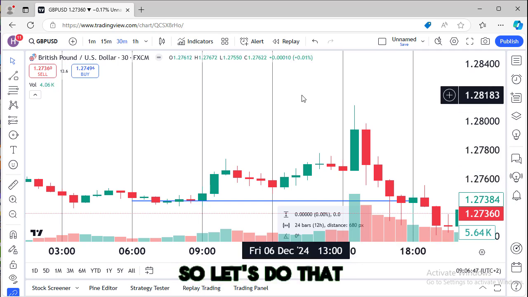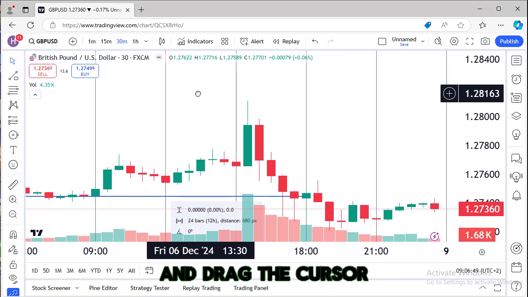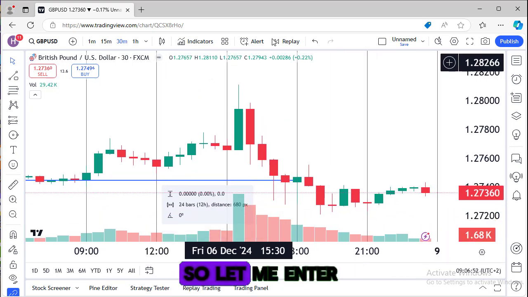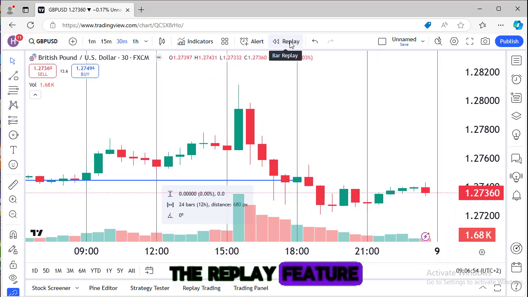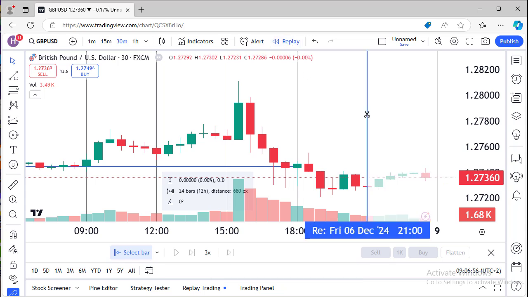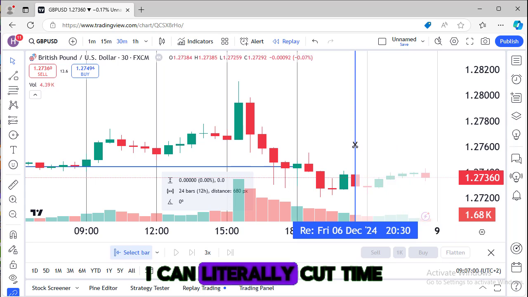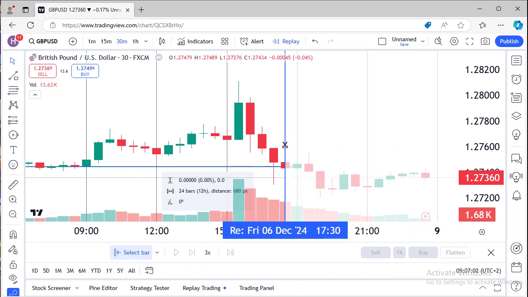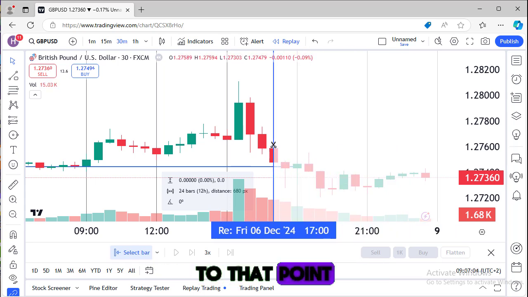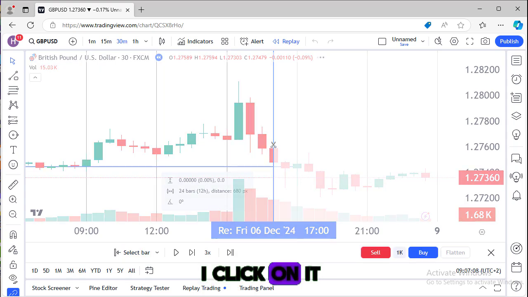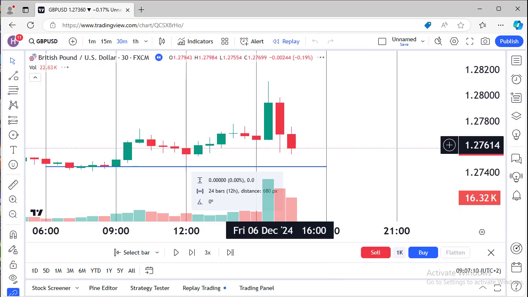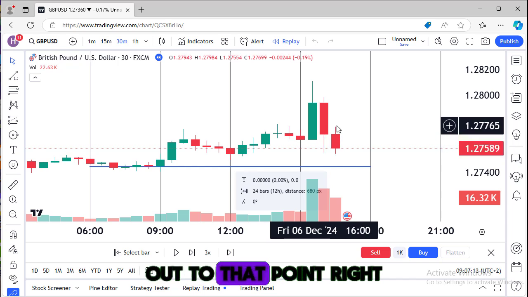Okay, so let me do that. Let me drag the cursor. Okay, so this is 30 minutes. So let me enter the replay feature. So once I click on the replay feature, I can literally cut time to that point. Then when I click on it, it cuts it out. So now I just cut it out to that point, right?